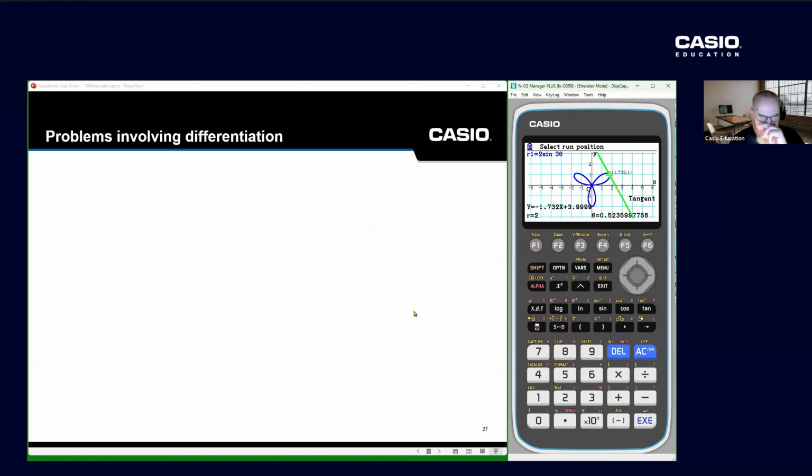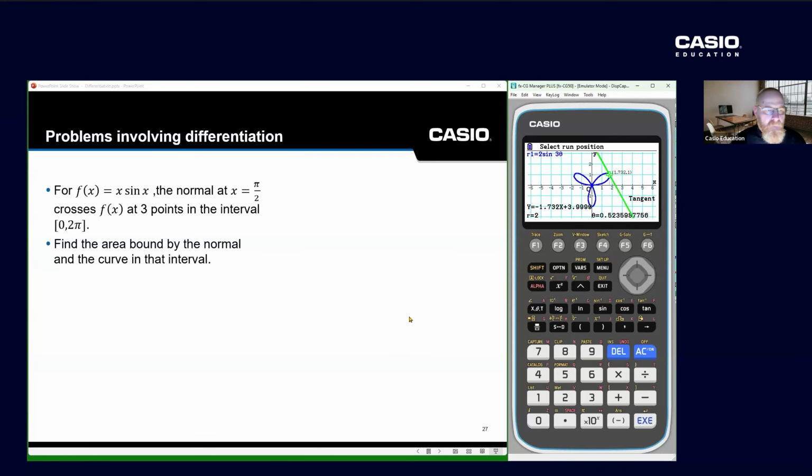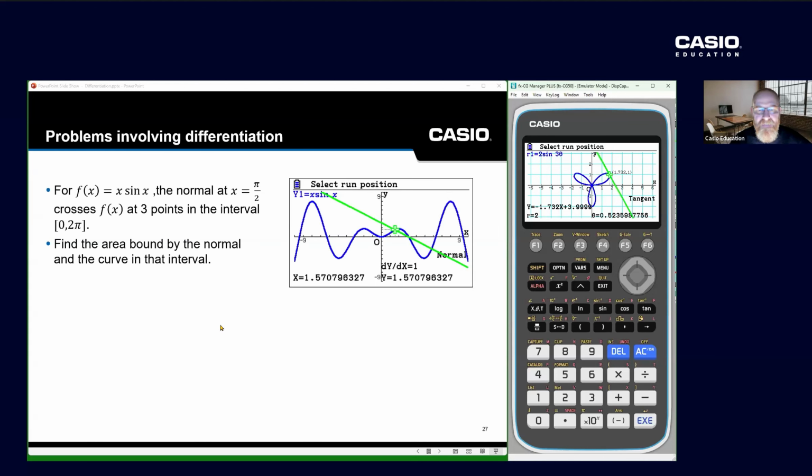So just to demonstrate, because we have sufficient time, what if you have problems that involve differentiation? Well, here's one. This is f of x equals a trig function, and we're talking about the normal at pi over 2. And we're told it crosses at 3 points between 0 and 2 pi. The question is, find the area bound by the normal and the curve. So essentially, this is an integration question, but before you get to integration, you need to determine the equation of the normal. Okay? So you can sketch the function and then sketch the normal.